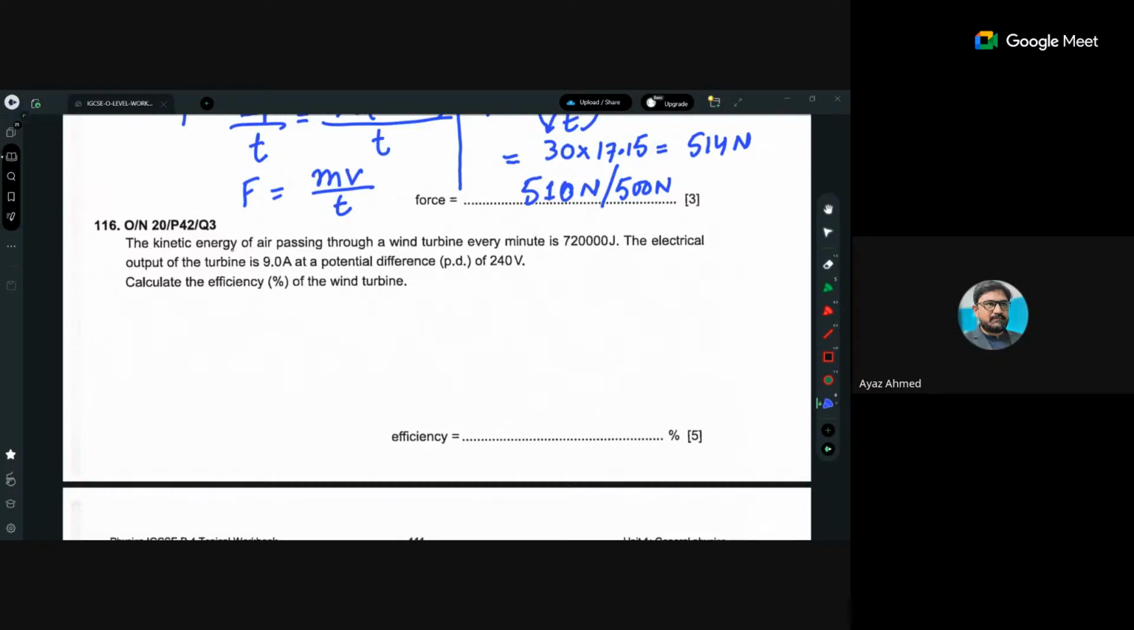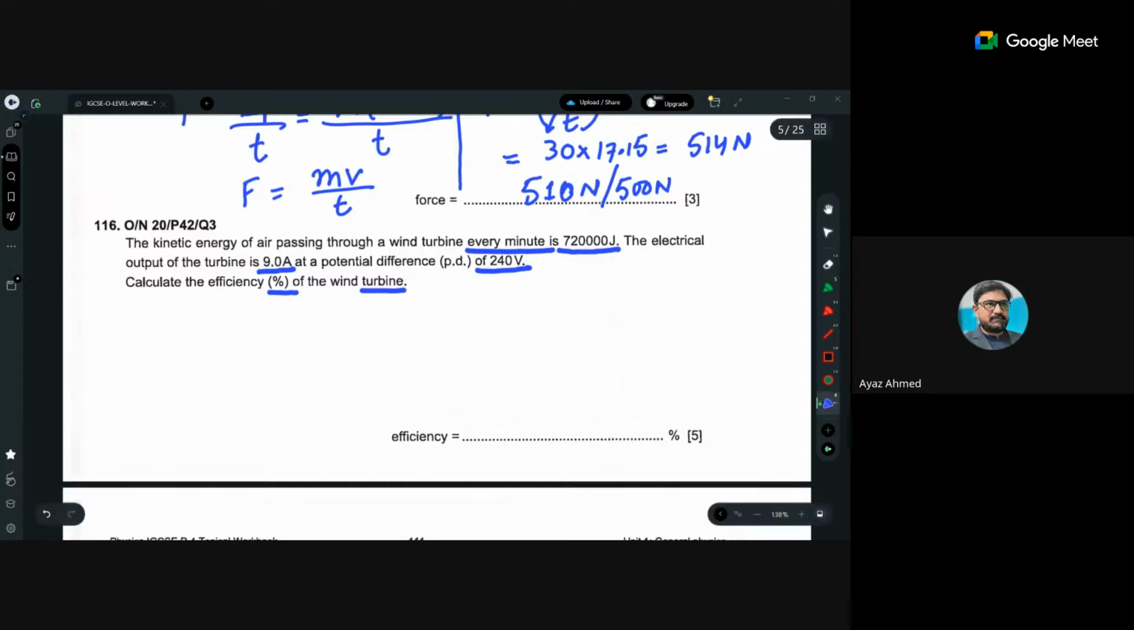The kinetic energy of the air passing through the wind turbine every minute is 720,000 joules. The electrical output of the turbine is 9 ampere, and the potential difference is 240 volts. Calculate the percentage efficiency of this turbine.